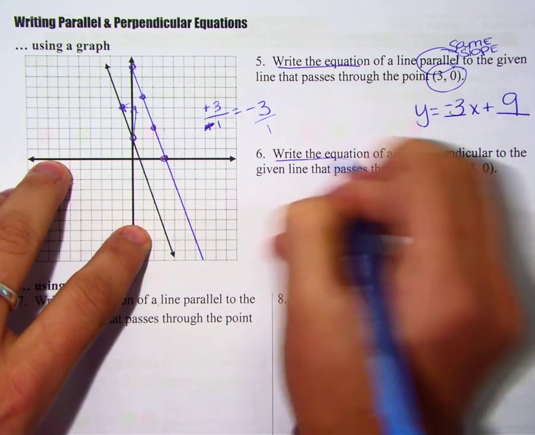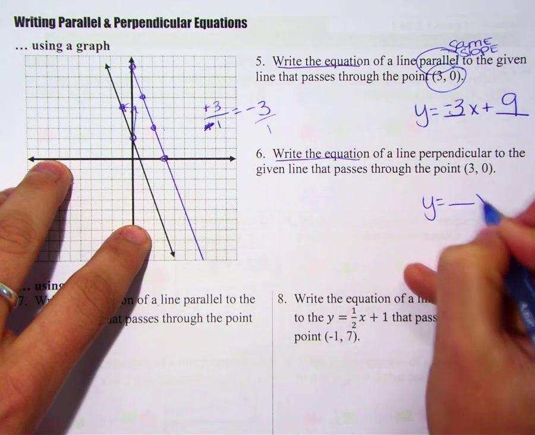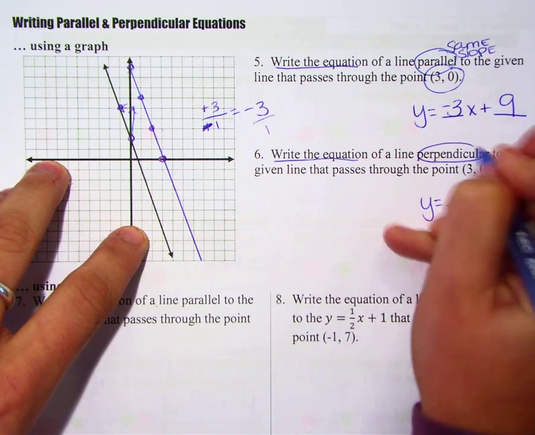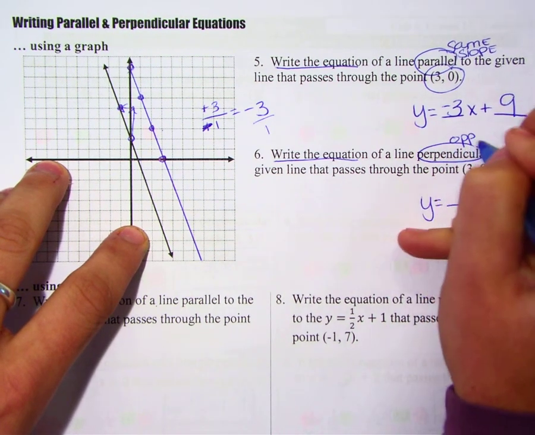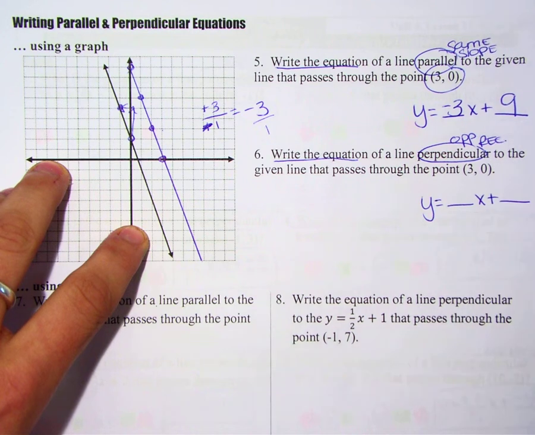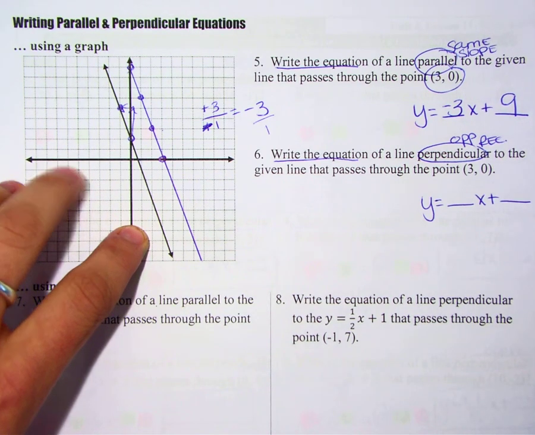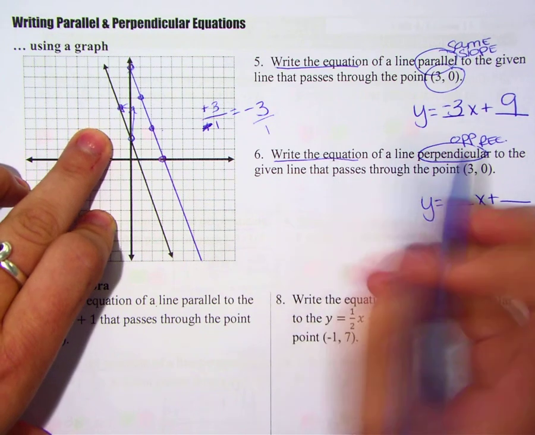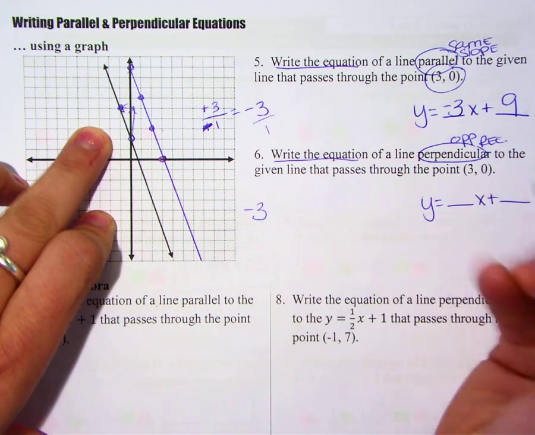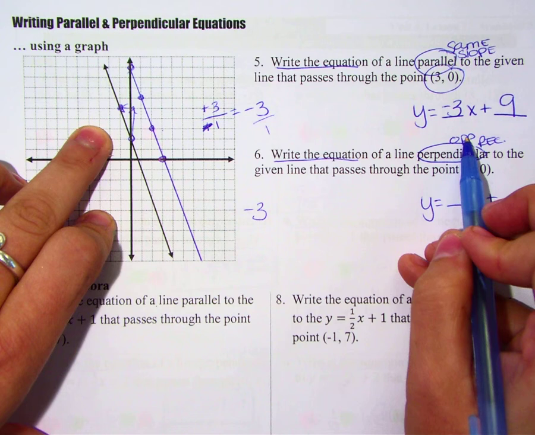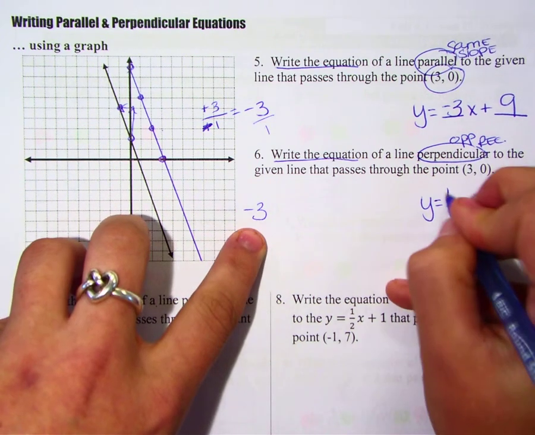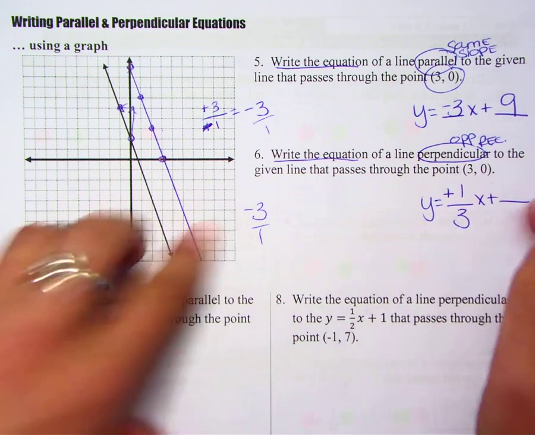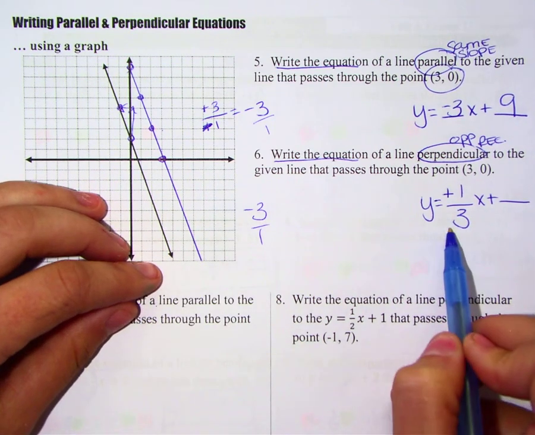Number 6, it says write the equation, so I will write the skeleton of a line perpendicular. So what I'm going to do is annotate this with opposite, reciprocal, to remind myself what I need to do. So if this given line has a slope of negative 3, an opposite, reciprocal slope, opposite being positive, reciprocal meaning flip, will have a slope of 1/3.